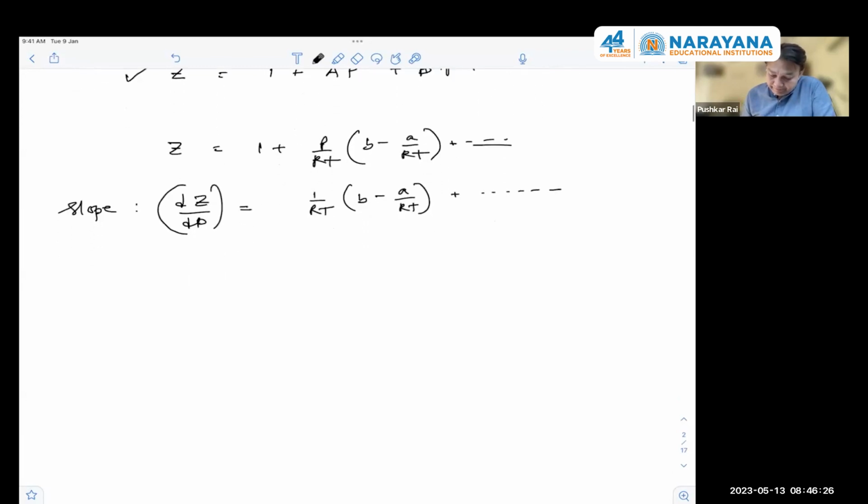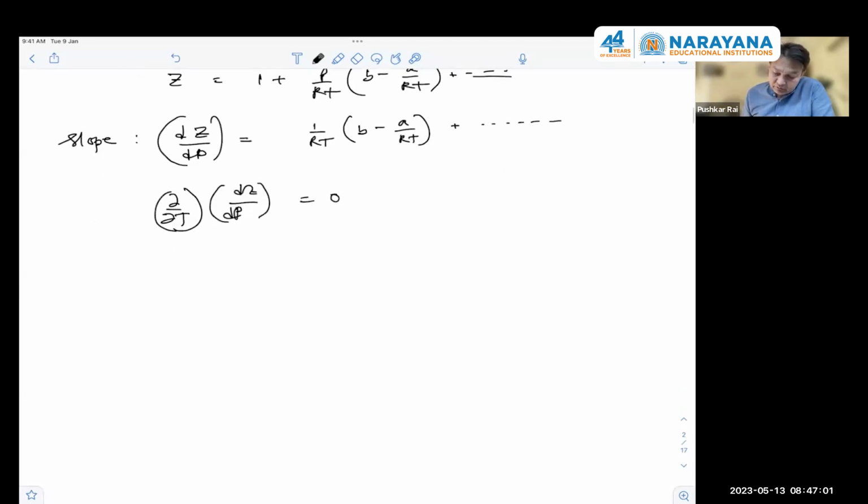Anyway, so the slope is equals to this. Now this we would like to find, that the slope is going to vary with temperature. So at what temperature is this slope going to be maximum? So what we need to do, we need to differentiate it. That means del upon del T of dZ by dP. We need to find this. So we are going to differentiate this dZ upon dP with respect to T and set it equal to 0.